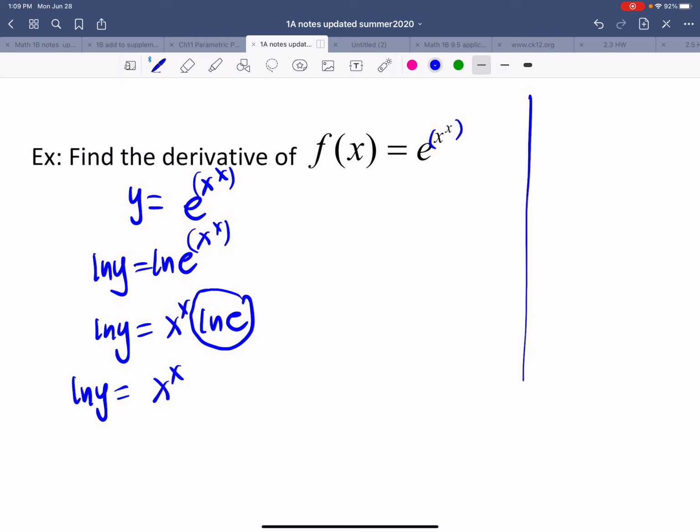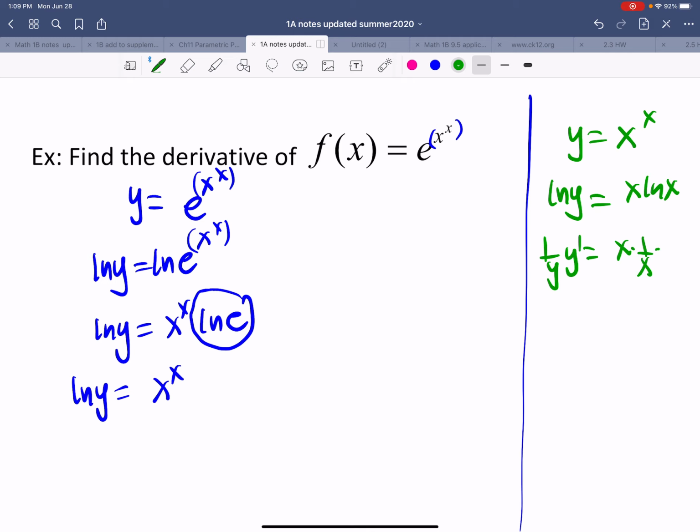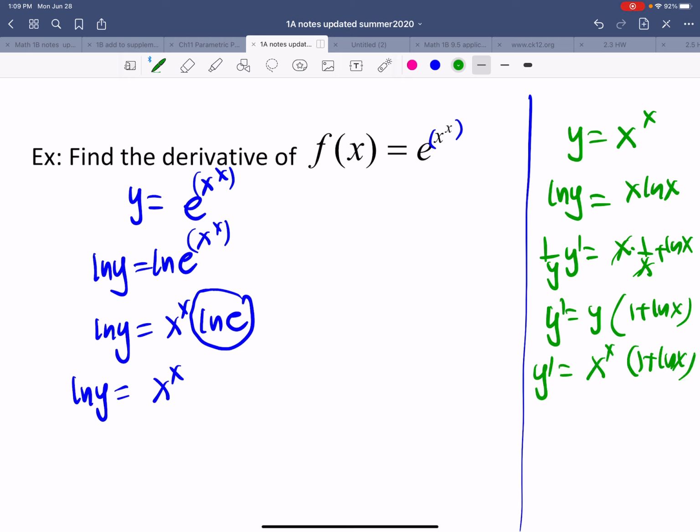Now here, I'm going to consider a totally different problem that has nothing to do with this one. What if my y was x to the power x? Natural log of y would have been x natural log of x. I think we also did this problem earlier. 1 over y prime would be x times 1 over x plus natural log of x. Y prime would be y times 1 plus natural log of x. Y prime is x to the power x times 1 plus natural log of x.